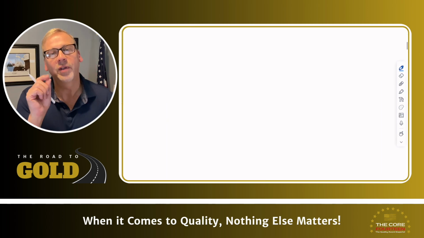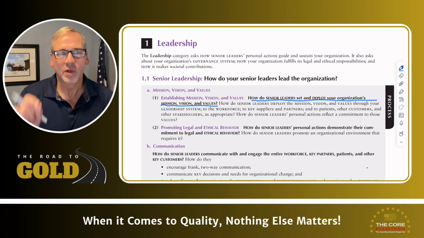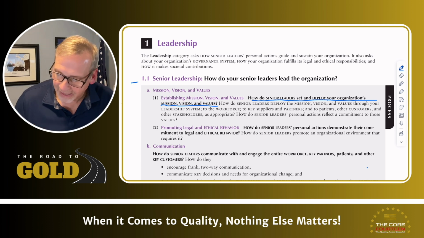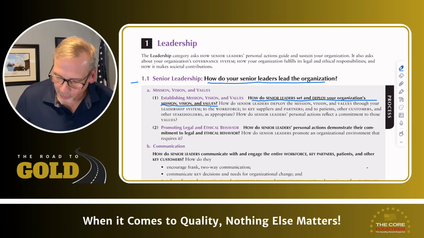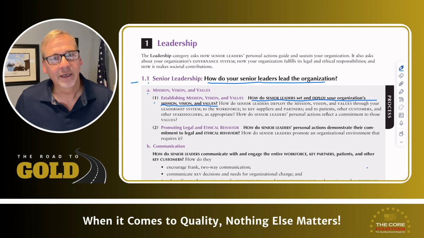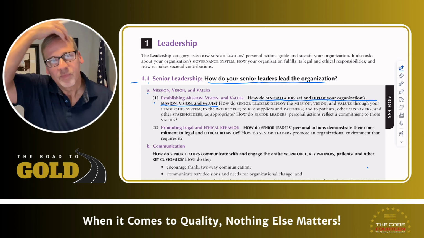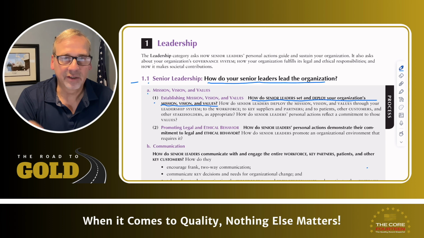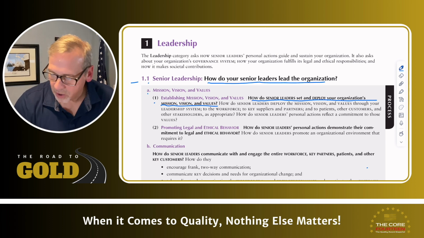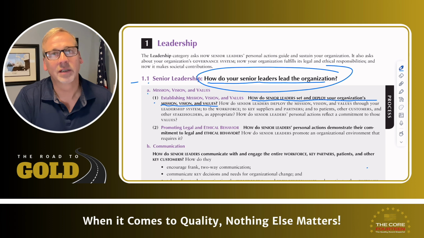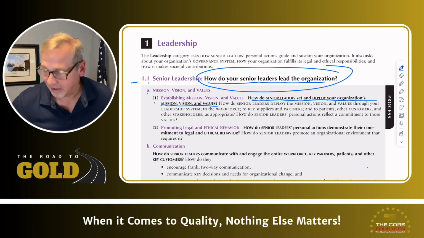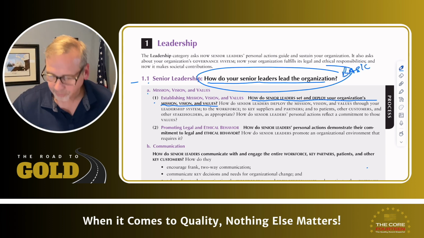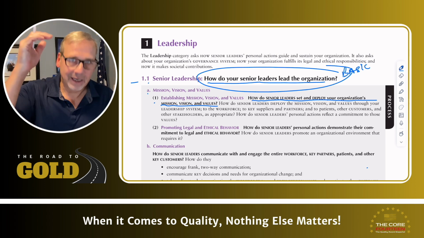When we look at it from the gold point of view, look at this. 1.1, it says, how do senior leaders lead the organization? And now 1.1a1 is how do senior leaders set and deploy? A lot of people make this mistake. So quick heads up here. We are expecting an answer to this first part of the question. So the first thing that you're going to do when you're applying for the Gold Quality Award is answer the question. This would be the basic question in the heading.